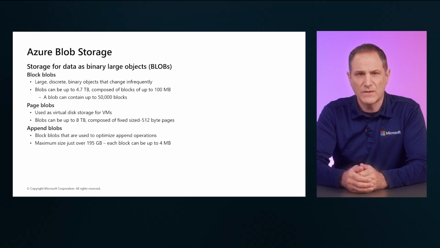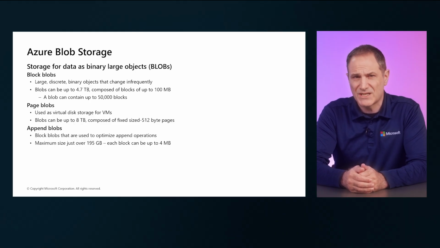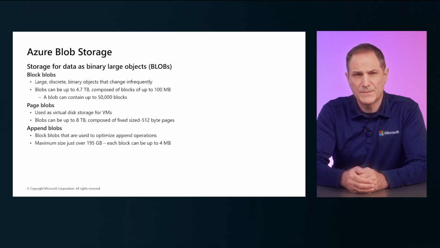Azure Blob Storage supports 3 different blob types, each designed for a specific kind of workload. Block blobs are the most common type. They're used to store large binary objects that don't change very often. Each blob is made up of blocks, and each block can be up to 100 megabytes in size. A single blob can contain up to 50,000 blocks, which gives us a total of over 4.7 terabytes. Block blobs are ideal for things like documents, images, videos, and backups.